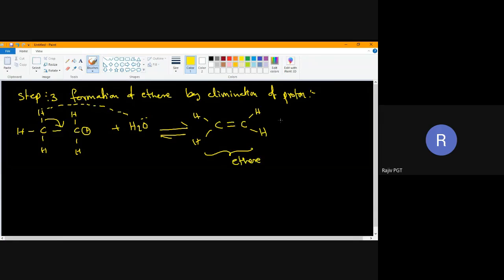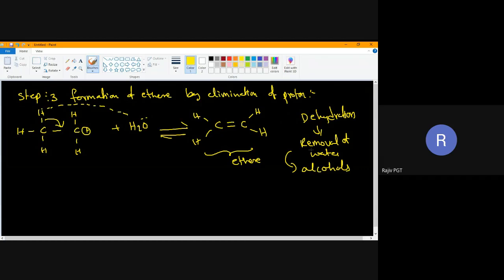What we have studied is dehydration. What is dehydration? Removal of water. From where do we have removal of water? From alcohols.